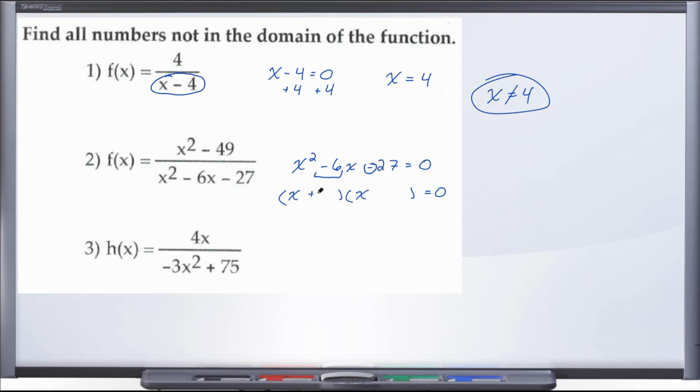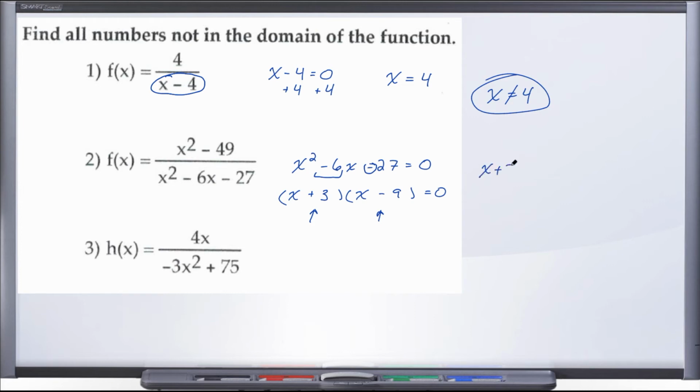I think we're going to be dealing with a +3 and a -9, right? +3 minus 9 gives us -6, and +3 times -9 gives us -27, so that works. And because we're set equal to 0, now that we're in factored form, we're going to take each of these factors and set each of these factors independently equal to 0 and solve for x.